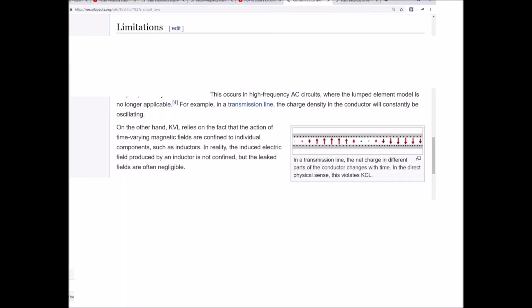On the other hand, KVL relies on the fact that the action of time-varying magnetic fields are confined to individual components such as inductors. In reality, the induced electric field produced by an inductor is not confined, but the leaked fields are often negligible.